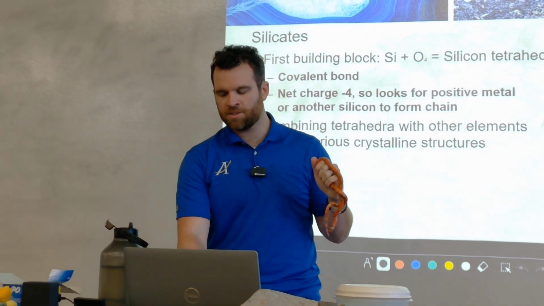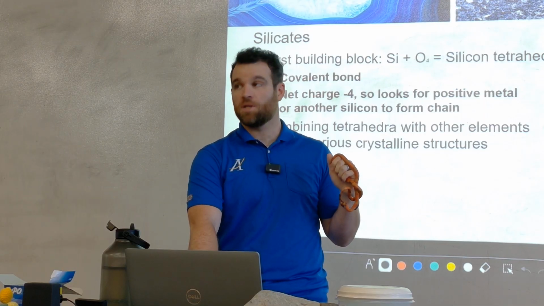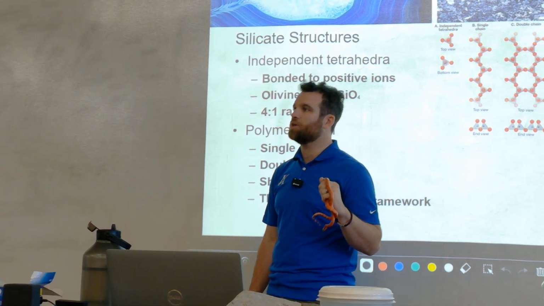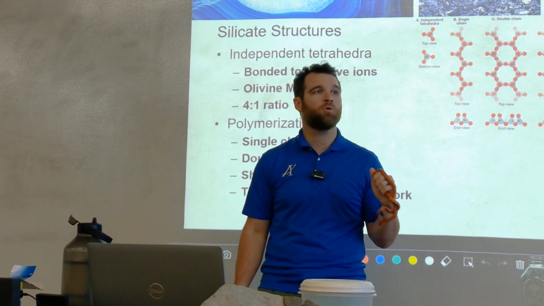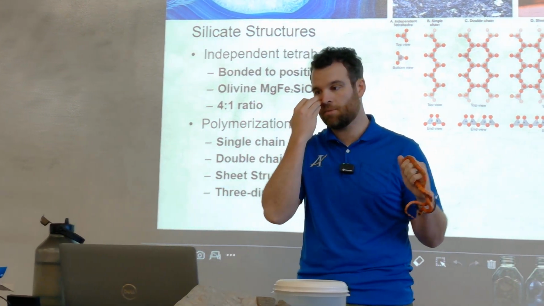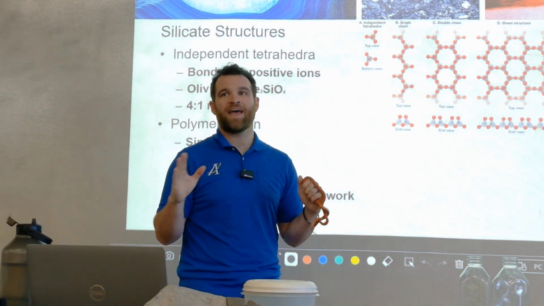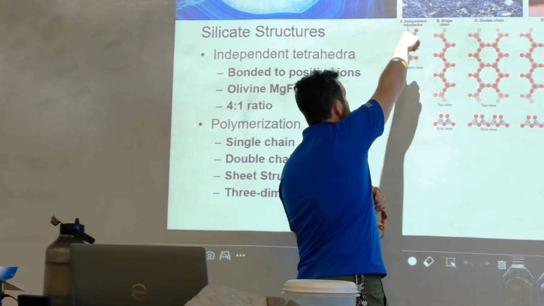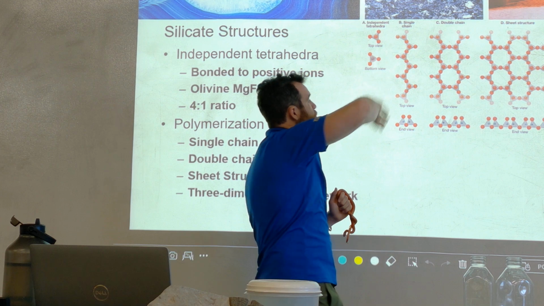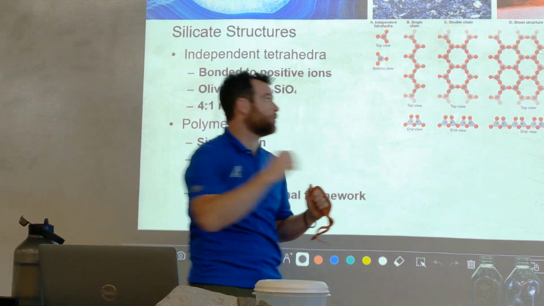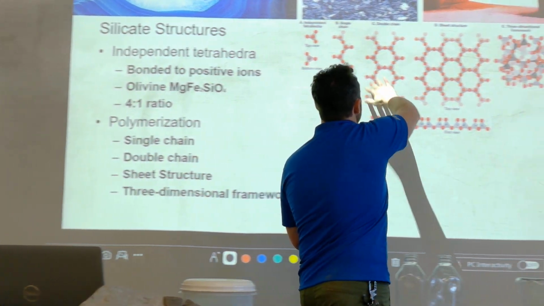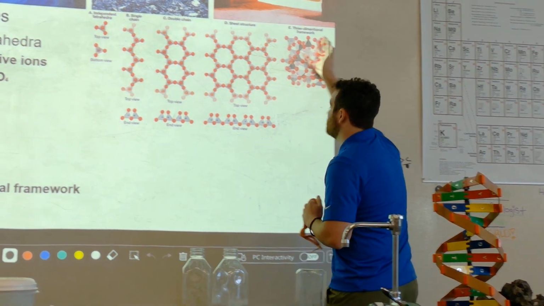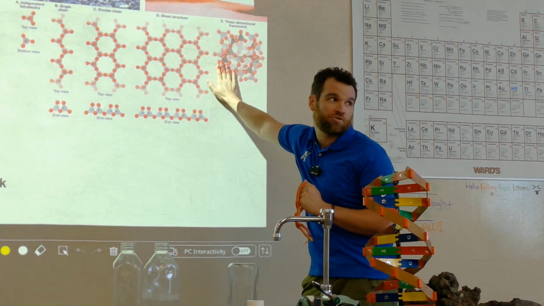So when that happens, we start forming silicate minerals. Now, depending on how many silicon tetrahedrons are in my structure, I'm going to have different classifications of silicate minerals. The minerals that have single, on their own tetrahedrons in their structure, we call those independent tetrahedra. When the tetrahedra start to combine together, we get single chains, then double chains, then sheet structures, and finally a 3-dimensional framework of silicon tetrahedrons.